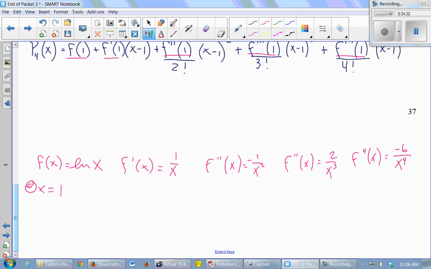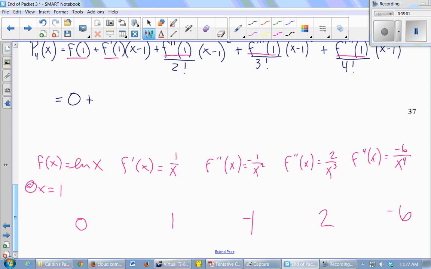So the ln of 1 is 0. And 1 over 1 is 1. Negative 1 over 1 squared is negative 1. 2 over 1 cubed is 2. And negative 6 over 1 is negative 6. Those are my coefficients. Those are my function and derivative values. So I go back up here, and I'm just going to replace those function and derivative values with what I got here.